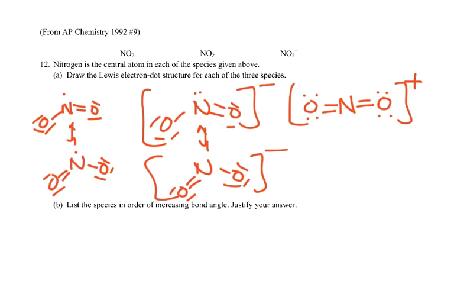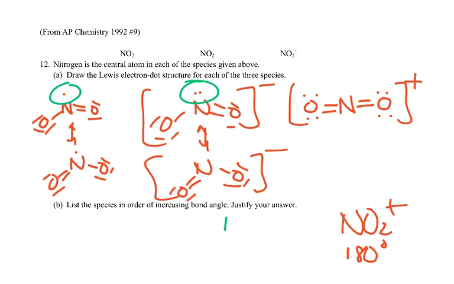So list the species in order of increasing bond angle. Well, certainly the NO2 plus will have the greatest bond angle, 180 degrees. Okay, now these 2 are similar, except in one case I have a pair of electrons, in another case I have a single electron. So for increasing bond angle, that single electron is going to be a little bit larger than if I have that pair of electrons. So I would make NO2 minus my smallest bond angle. Okay, then I would have NO2, then I'd have NO2 plus.